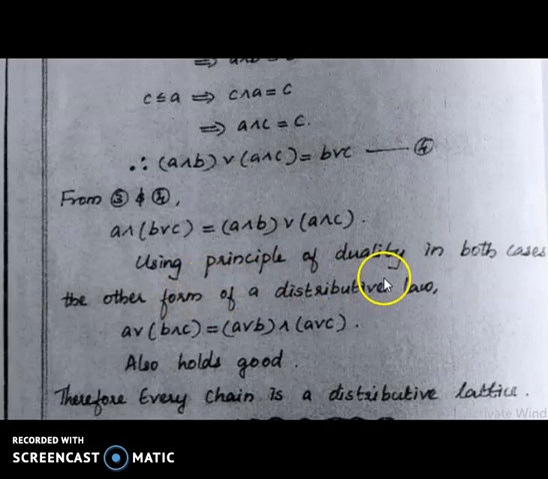Now using duality in both the cases, the other form of distributive law can be obtained. So this is the distributive law. If you want the other form, you take duality. Duality means AND will be replaced by OR and OR will be replaced by AND. So you get A or B and C is equal to A or B and A or C. So just interchange, you get the law. So we say distributive property is also true. Therefore, every chain is a distributive lattice.